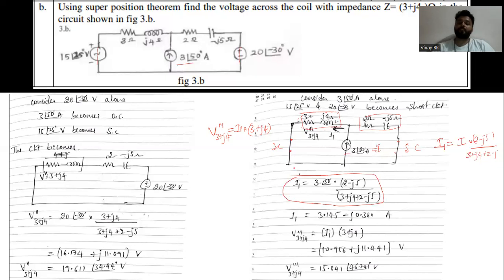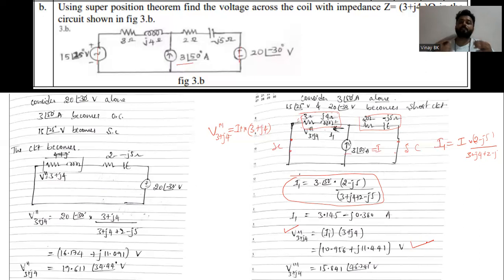Again, if you keep your calculator in complex mode, you'll get the answer in rectangular as well as polar form. Once you get the value of I1, calculate the value of V triple dash across 3 plus J4, that is I1 into 3 plus J4. You can get 10.956 plus J11.441 volts in rectangular form. After converting that into polar, you get 15.841 at an angle of 46.241 degree volts.